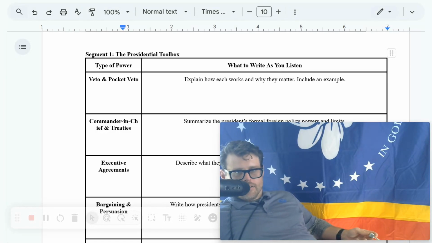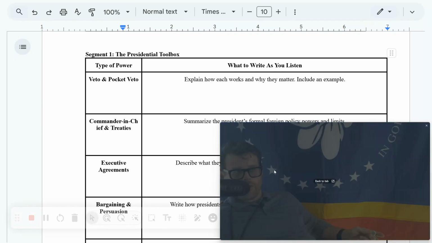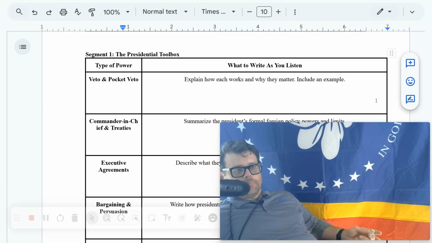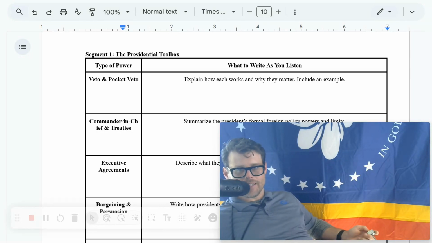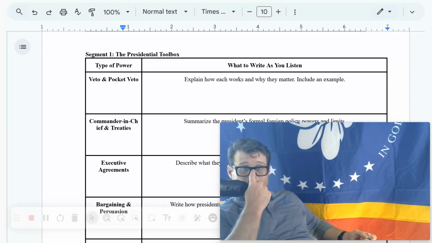Segment 1, the presidential tool belt, right? Let's get it. The presidential tool belt. This is the president's powers and what he can use to get the job done. All right, so presidents aren't just walking in, guys, like, hey, yo, Congress, fam, pass this bill for me. I think it would be great. Pass this bill. This is my policy agenda. Go ahead and do it for me. No. That's not what happens.